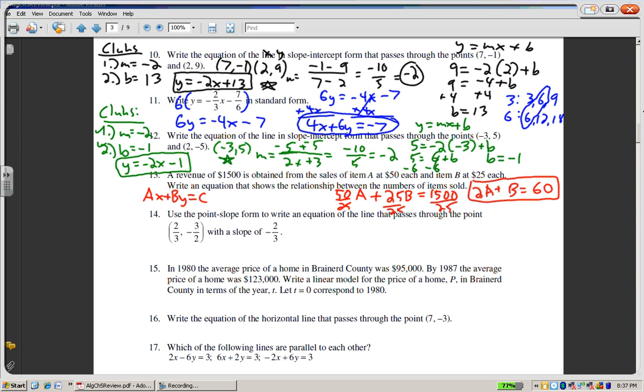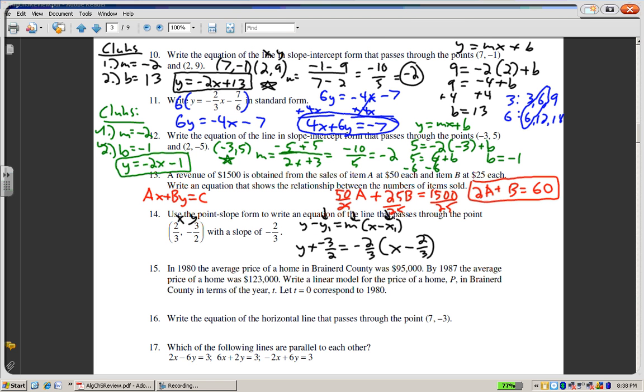All right, number 14. Point-slope form. Remember, point-slope form, y minus y1 equals m onto x minus x1. We plug things in, y1, m, and x1. So let's go ahead and do that. We have x, y. We're going to plug all this in. Y minus y1, which is negative 3/2, equals m, which is negative 2/3, onto x minus x1, which is 2/3.